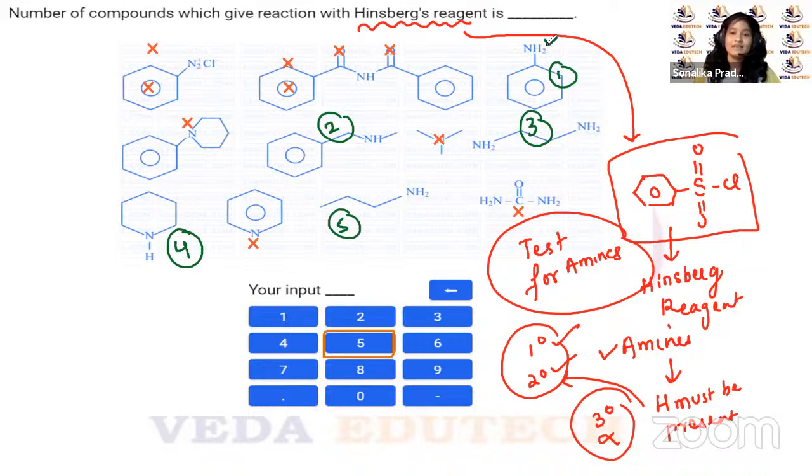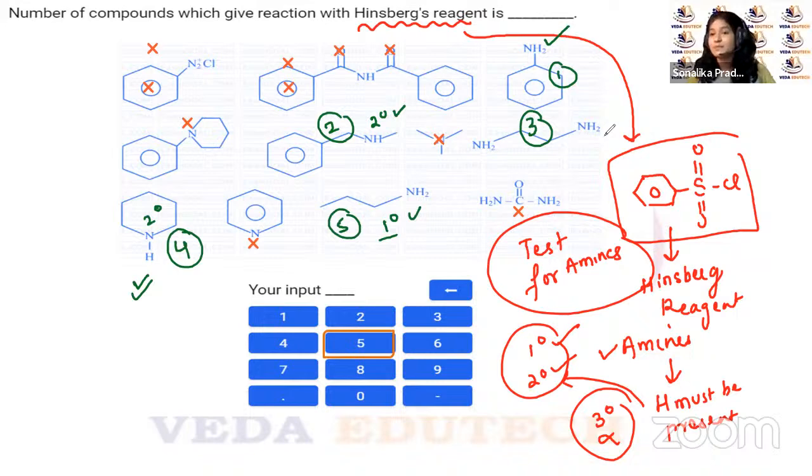As you can see here, hydrogen is there which can be used. Again here this is 2 degree, so this can be used. Again this can be utilized. This is 2 degree. And this is 1 degree. This can react. So only these 5 compounds are going to react. The rest of them are not going to react.